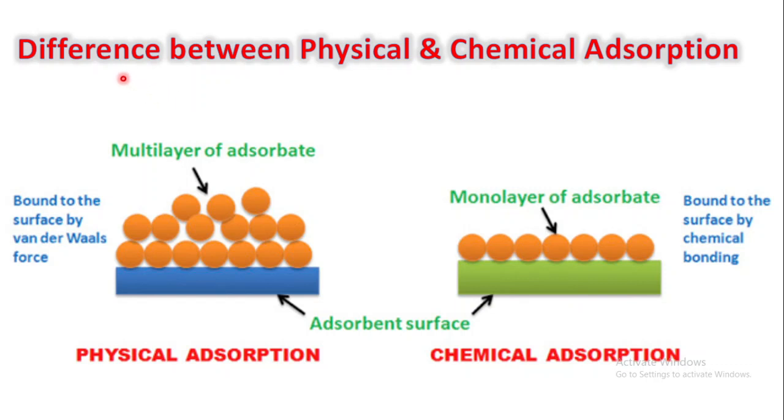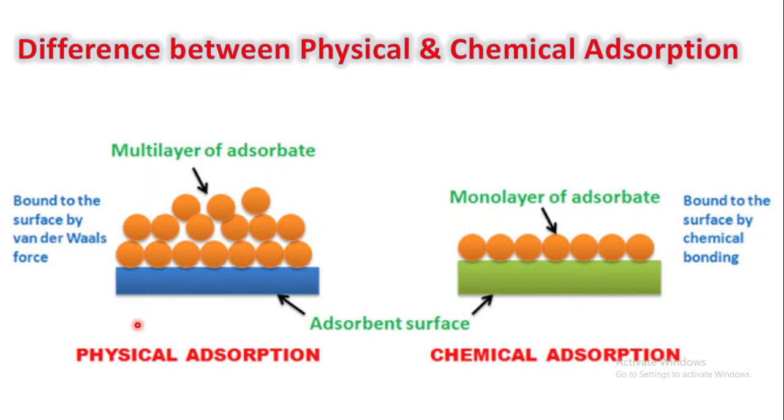Today we are going to learn about the difference between physical adsorption and chemical adsorption. Now look at the left side. This diagram is for physical adsorption and this is for chemical adsorption. The blue surface represents the adsorbent and the yellow molecules represent the adsorbate.